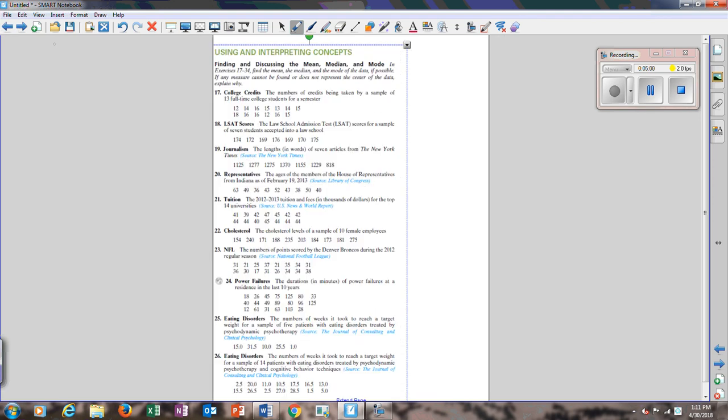Number 18. I'm going to find the mean, median, and mode in number 18. It says if any measure cannot be found or does not represent the center of the data, explain why. Okay, so for mean, you know what we have to do? We have to add these all together and divide by the number of numbers. So there are 7 numbers.